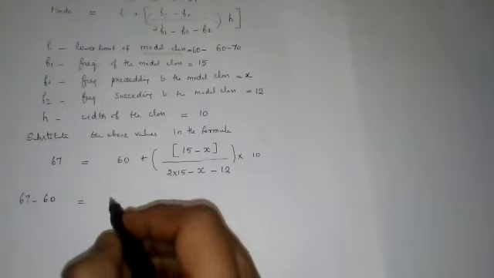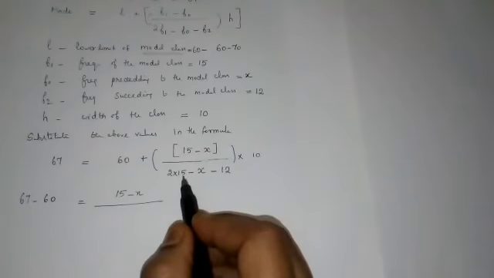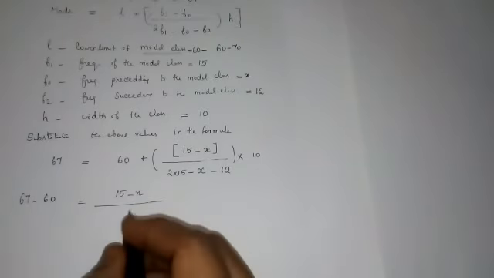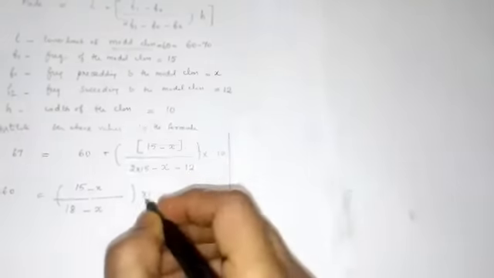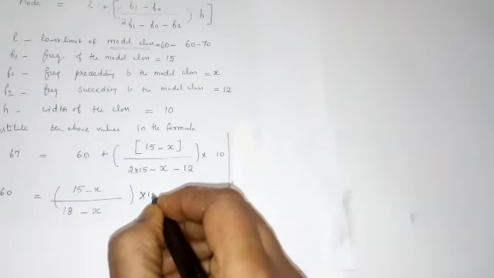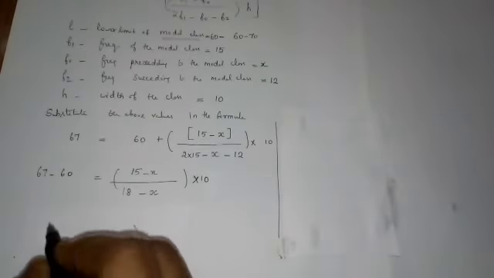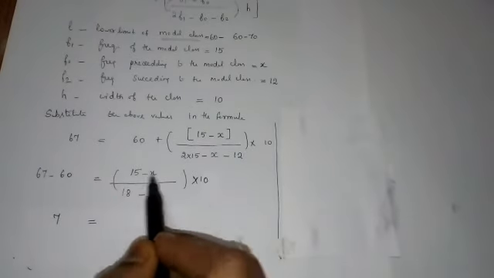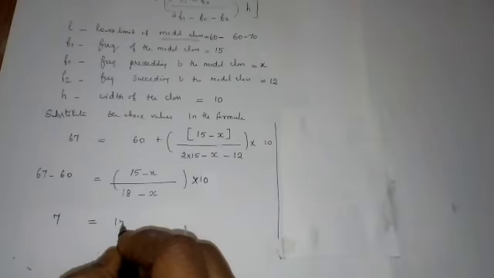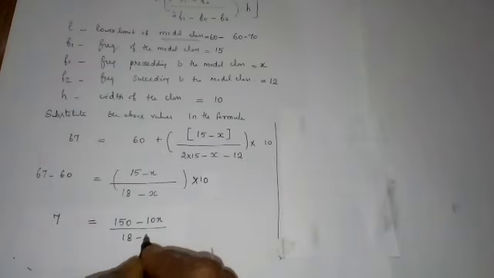Therefore, 67 minus 60 equals (15 minus x) divided by (2 into 15 is 30, 30 minus 12 is 18, so 18 minus x), into 10. 67 minus 60 is nothing but 7, equal to, you multiply 15 minus x with 10, so you will get (150 minus 10x) divided by (18 minus x).